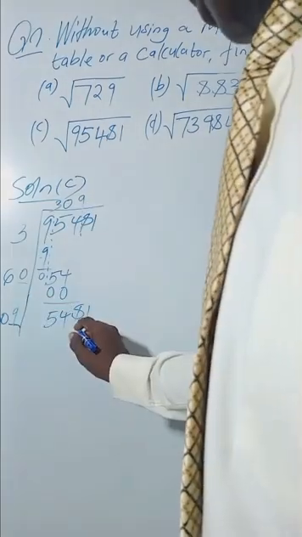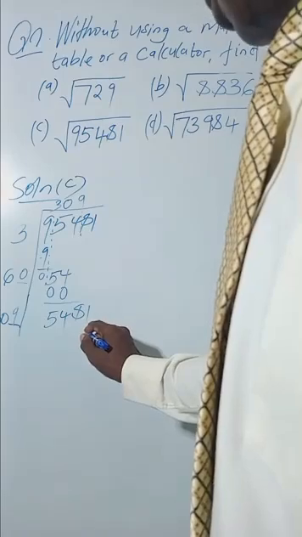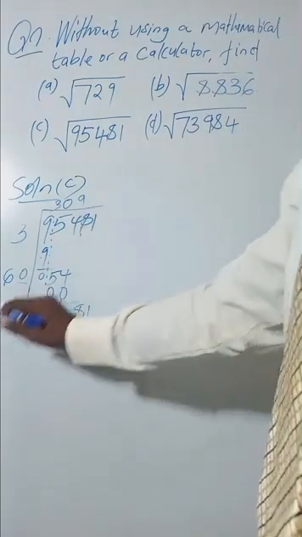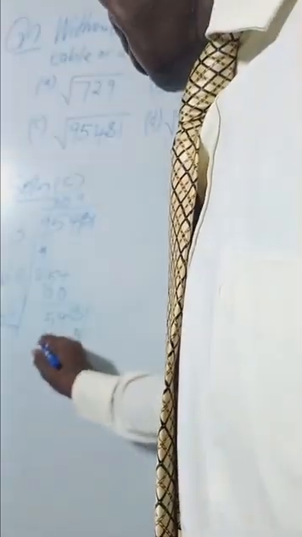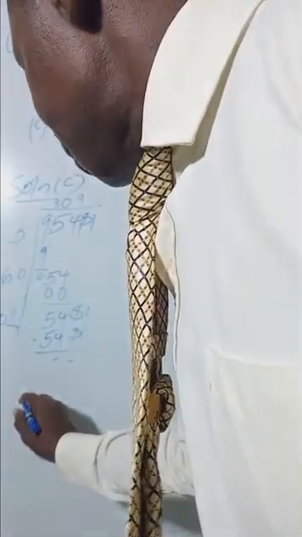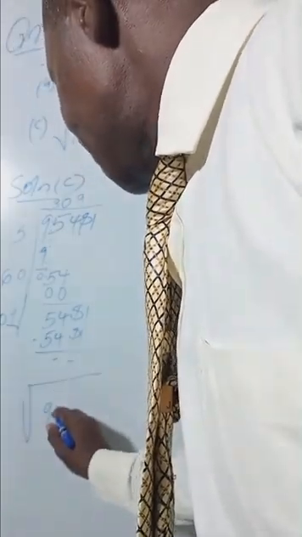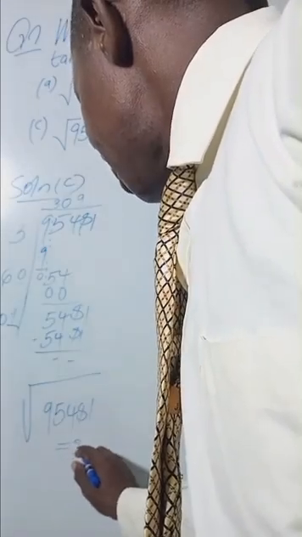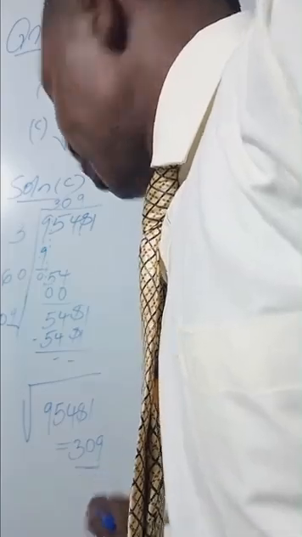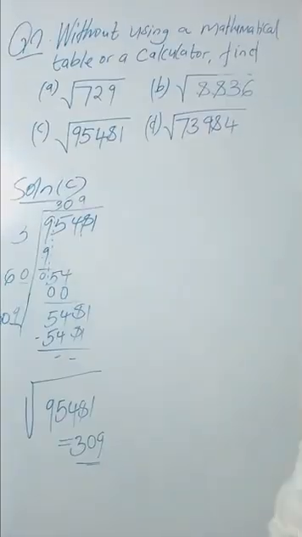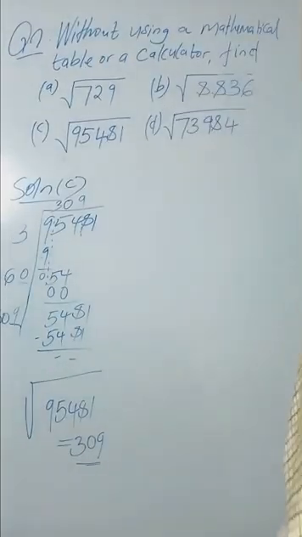9 times 9 gives us 81. Since there is 0, it is 81. Then 9 times 6 is 54. If you subtract here, we get nil. So what does it tell us? That the square root of 95,481 is 309. You can cross-check this answer if it is correct using other means.